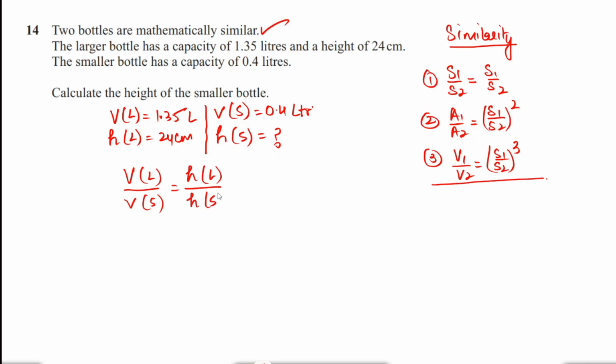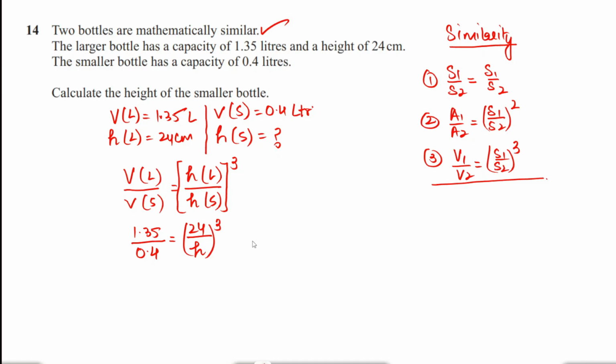So what we'll do, volume of larger upon volume of smaller is equal to height of larger upon height of smaller. And because in the case of volume we do the cube, so we do the cube here. We plug in the value 1.35 upon 0.4, and it is 24 upon h, which is required, and let us do the cube.